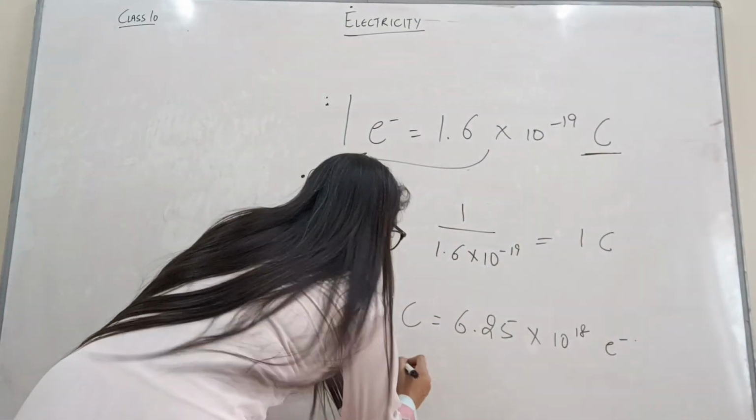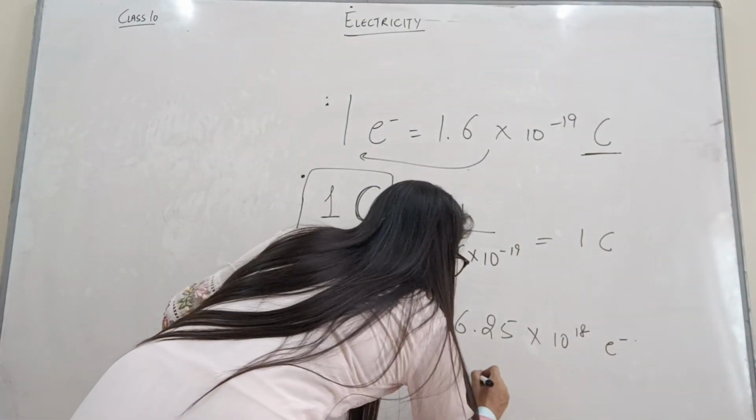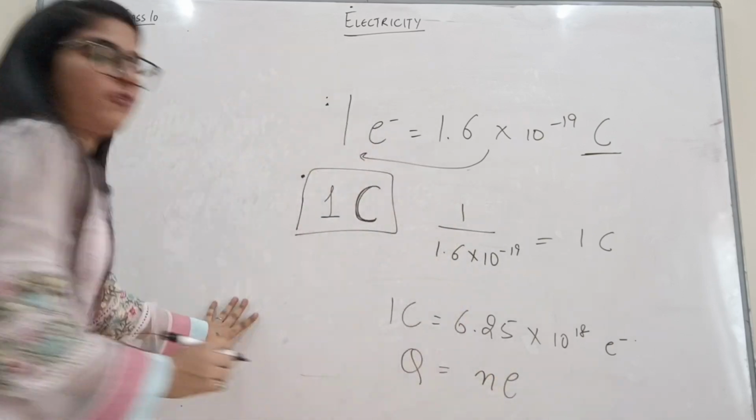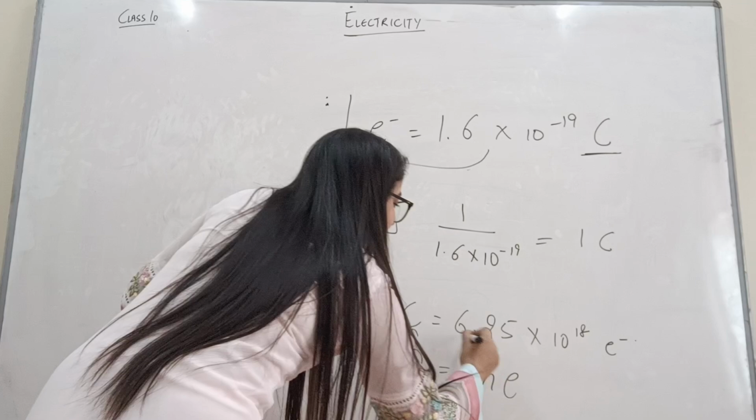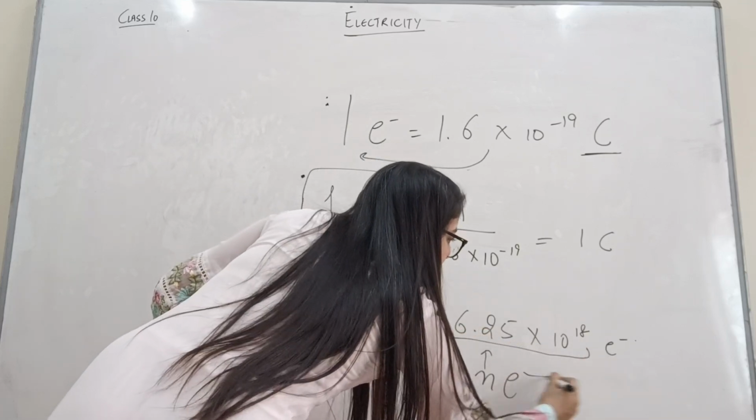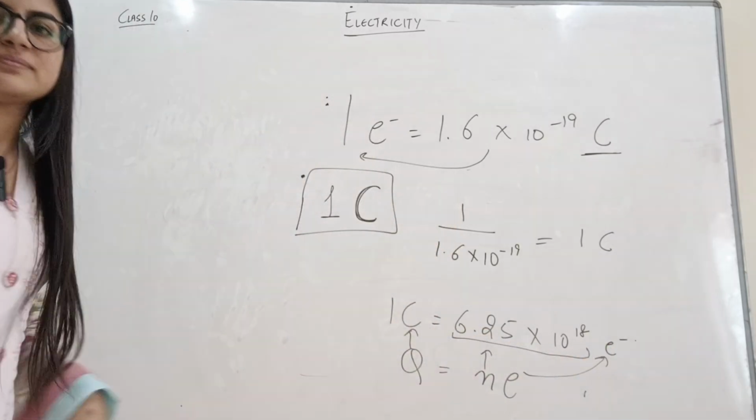Can you relate it to Q equals NE, which is the formula for charge? So this is Q, this is N, and this is E. Clear?